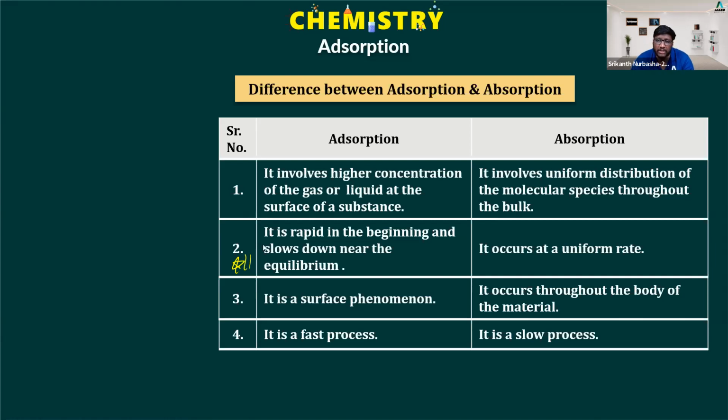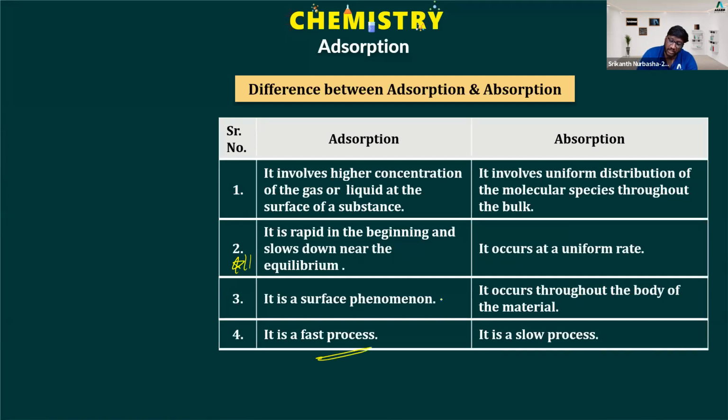Adsorption purely depends upon the surface area. Greater the surface area, greater will be the adsorption. Because of unbalanced forces only, the adsorption is happening. So it is rapid in the beginning and slows down near the equilibrium, whereas absorption occurs at uniform rate. Adsorption is a surface phenomenon. Absorption is not a surface phenomenon. It occurs throughout the body.